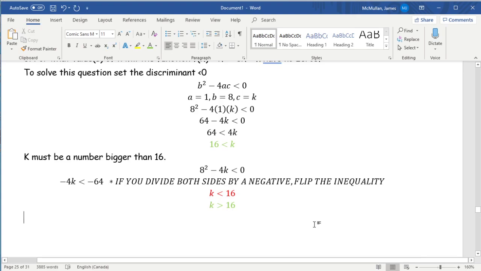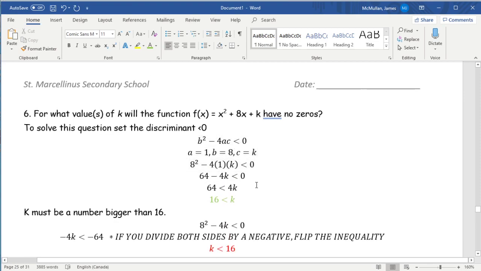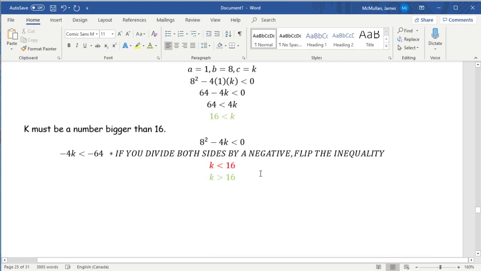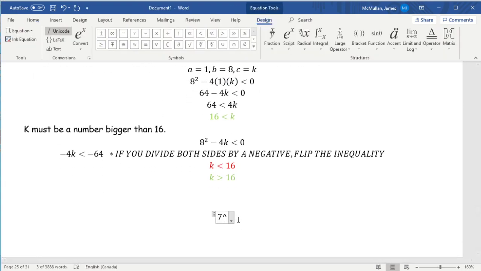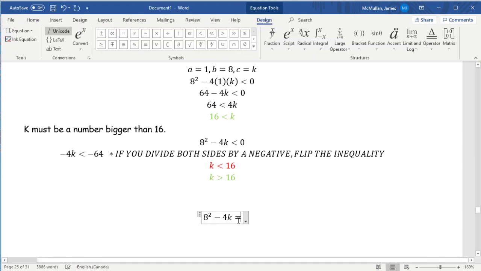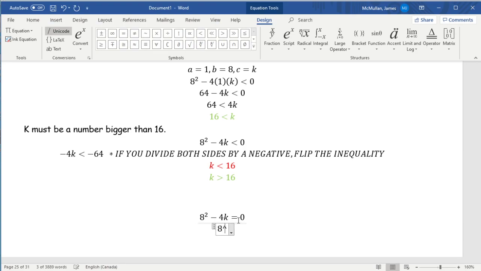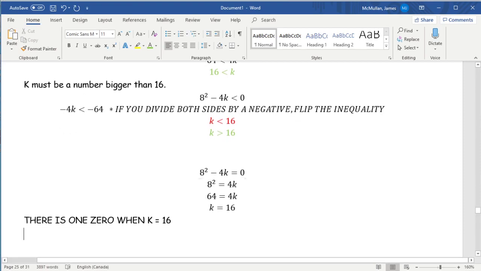If you find that confusing or you don't want to get into this inequality stuff, it's okay. What you should do then is solve the question as though there was 1 zero. So let's go back for a sec. 8 squared minus 4k equals 0. Then we get 8 squared equals 4k, then 64 equals 4k, and k equals 16. So what this tells you is there is 1 zero when k equals 16. Now you just have to check the other two options and test.